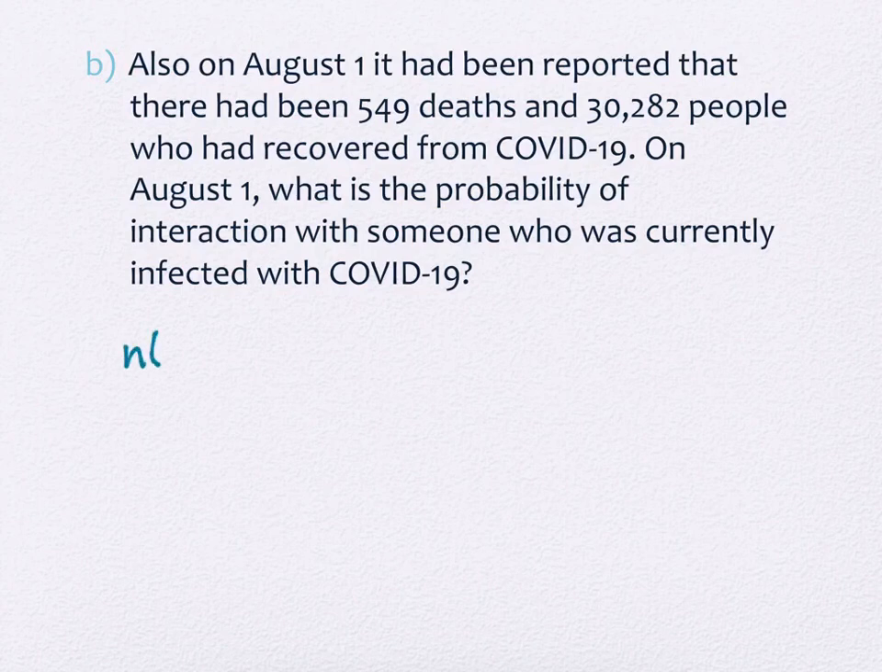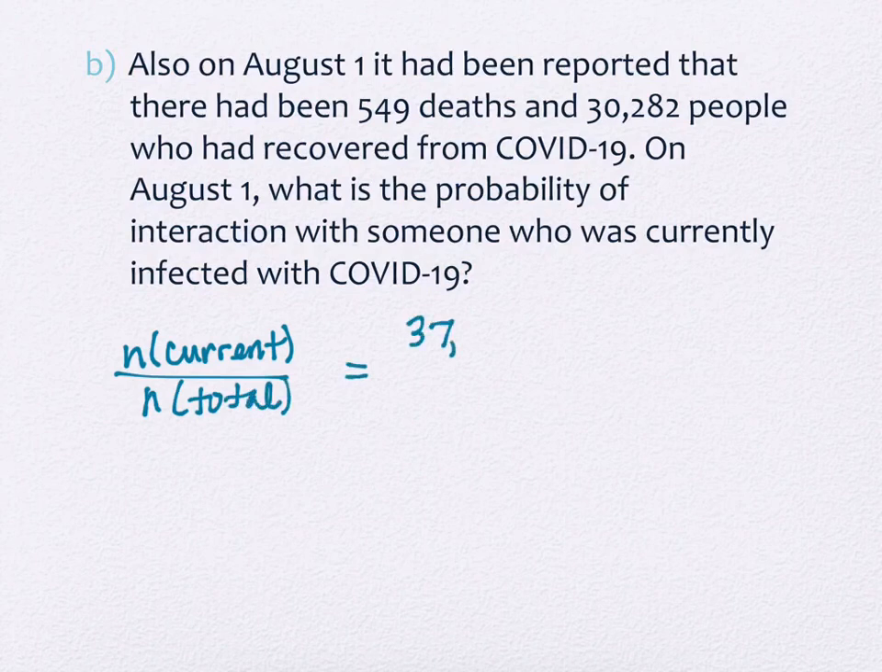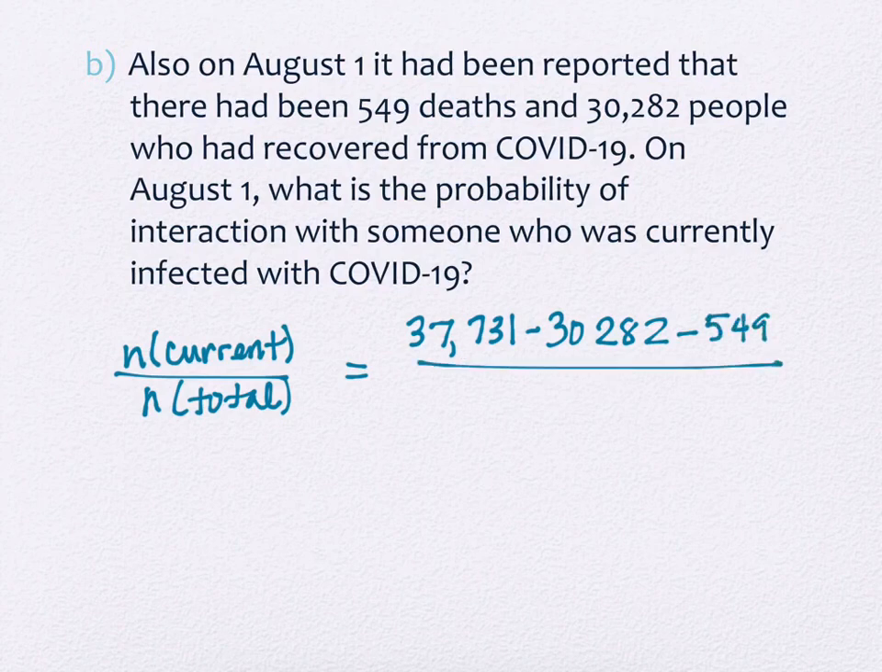So we would want the number of people that are currently infected divided by our total number of people. And you're exactly right. So this would be 37,731 minus the 30,282 for the recovered folk and the 549 who had passed, and I would be dividing it by 3,956,971. What do I get on the top? Yep, 6,900 over the same 3 million number.